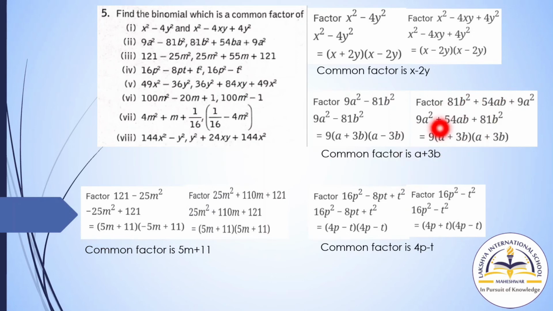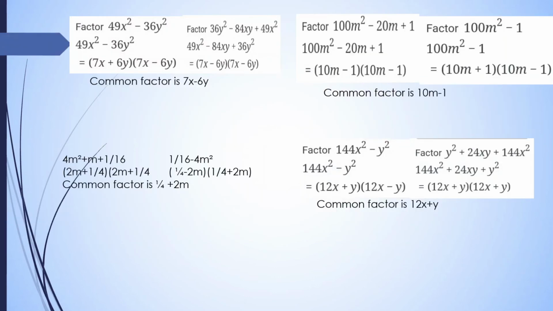Now after finding the factors you just have to see which is the common factor among them. In the same manner you have to solve all these questions, you just have to find out the common factor from both the binomial terms.